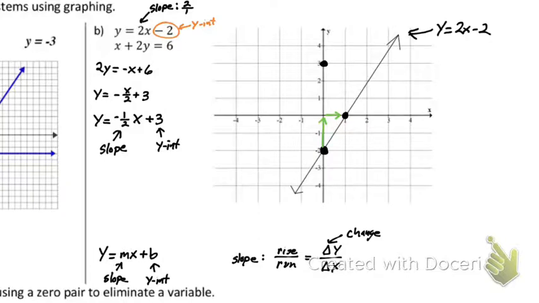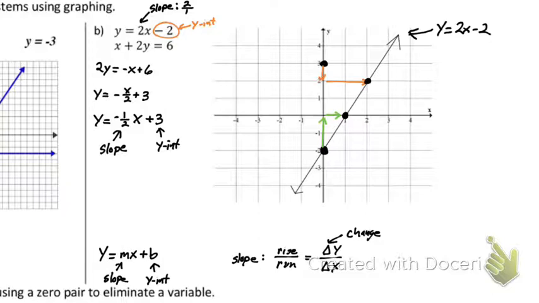So look at what's positive to know what direction to go. So a negative 1 makes you go down. So we're going to go down 1, and we're going to go right 2. Down 1, right 2. And we're actually going to see where those 2 lines overlap.